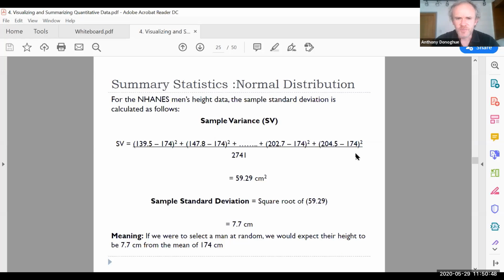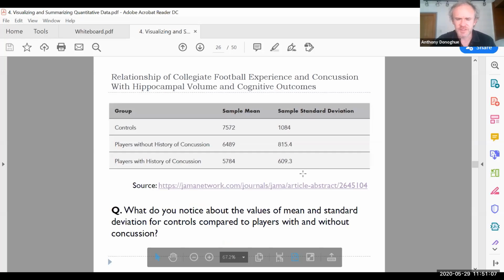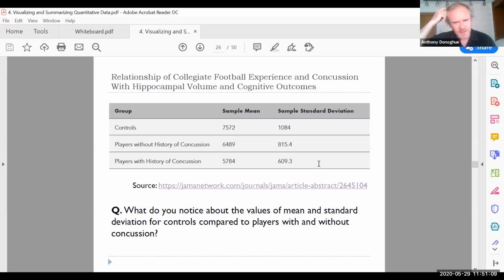So what does it mean, briefly? If you were to select a man at random, we would expect his height to be about 7.7 centimeters from the mean, but it could be further. It would not be exactly that, but on average we'd expect it to be that far away. The larger the value, the more variability in our data, basically, around the mean.